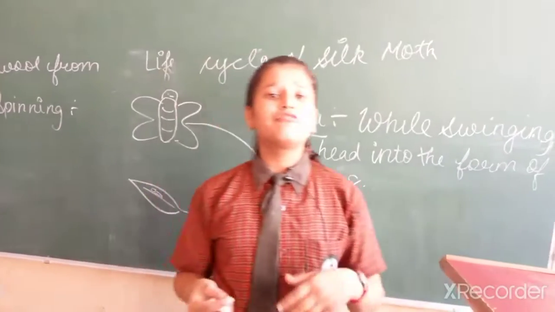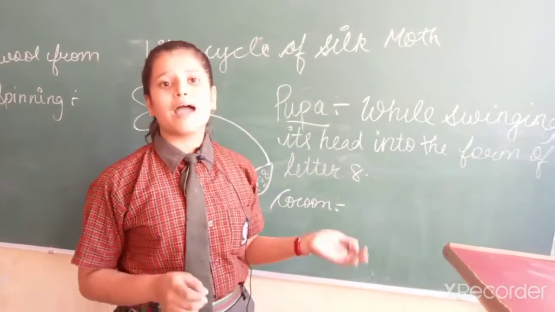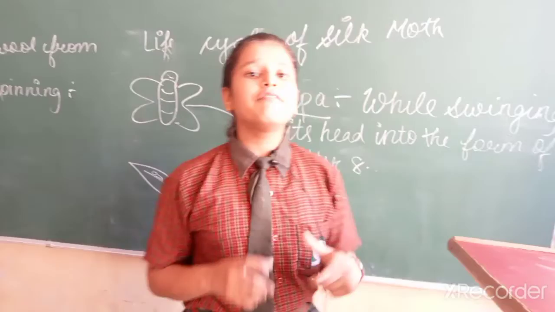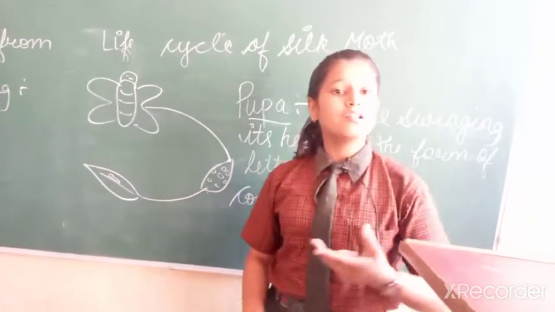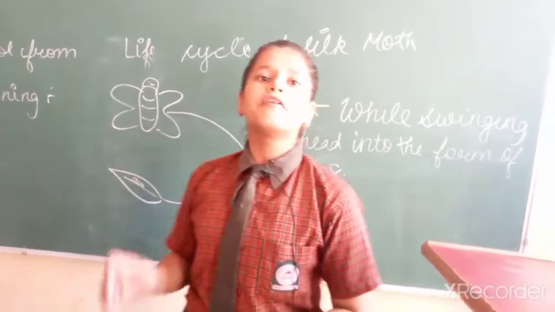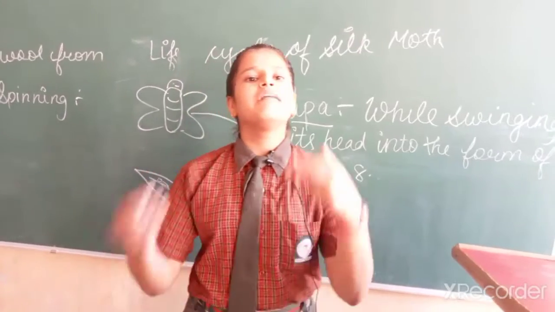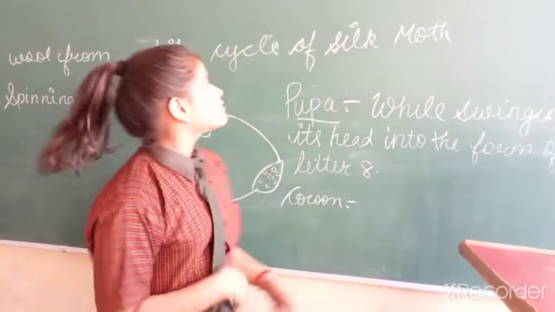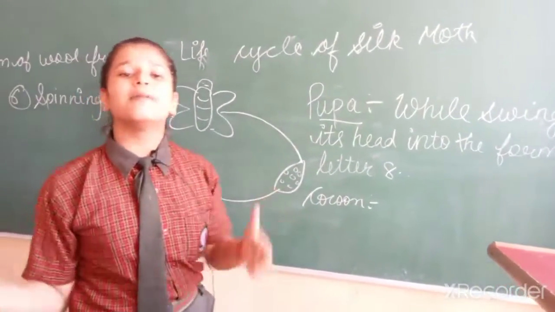After that, we have to take our silk fiber from the cocoon. So we will put these cocoon balls into the sunlight, or we will boil them. After that, we will get our silk fiber. This is how we get silk fiber from a silk moth.